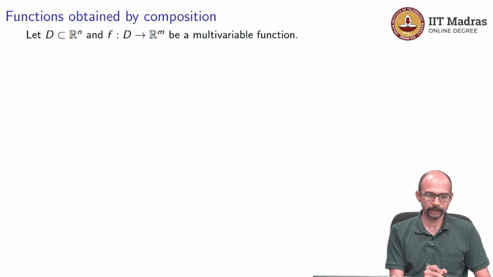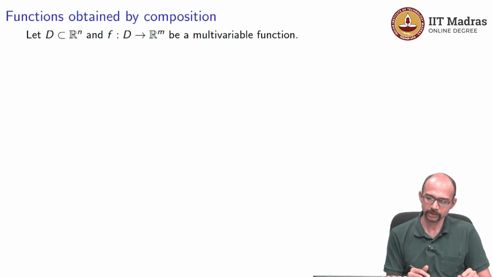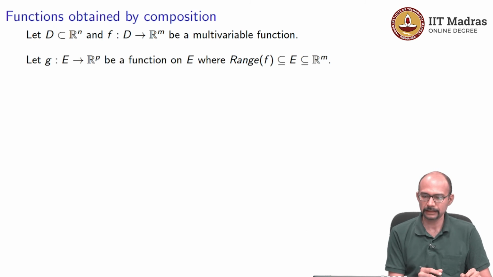Okay, let us continue and talk about composition. So, if you have a function f from D to R m, and you have another function g from E to R p, where E is some domain which contains the range of f. So, the range of f is contained in the domain E.